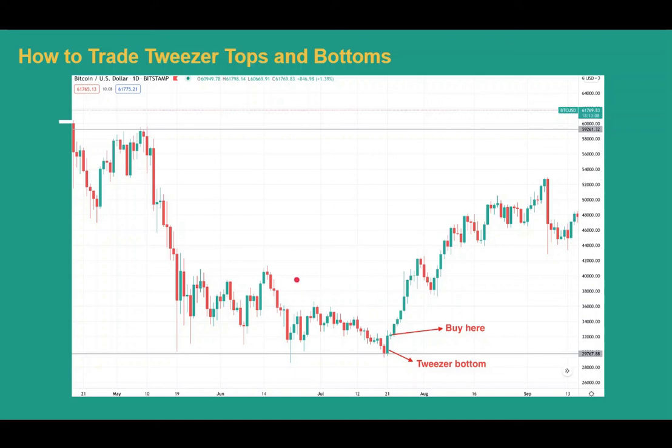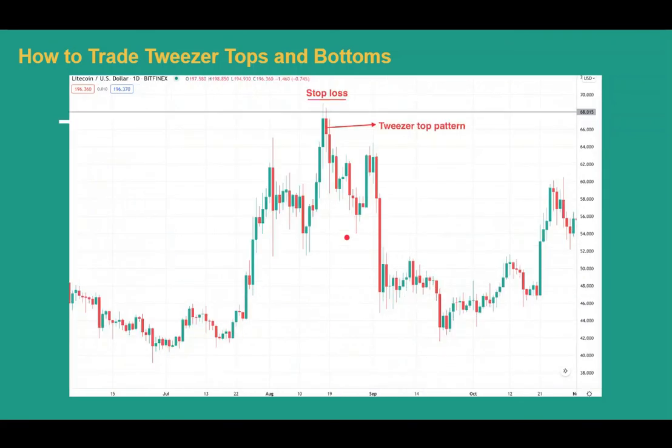The key parameter is whether these patterns happen at a very important price level for us. And here we have a tweezer top pattern. It starts to form at a very important resistance level. Then after the closing of the red candle, we can open a short trade and put the stop loss a little bit higher than the high of the green candle. So this is how we can trade.